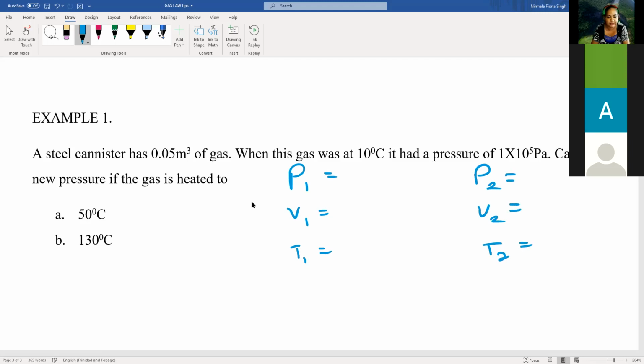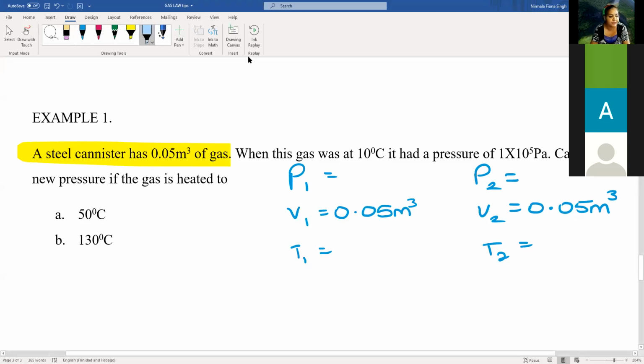Let's start mining our questions. We say that a steel canister has 0.05 meters cubed of gas. What did I say about a steel canister again? When something is in a steel canister, that means the volume is not going to change. So our volume is going to be held constant. If my initial volume of gas was 0.05 meters cubed, guess what? My final volume is also going to be 0.05 meters cubed. Let's read our next one. It has 0.05 meters cubed of gas. When this gas is at 10 degrees Celsius, it has a pressure of 1 × 10^5 pascals.